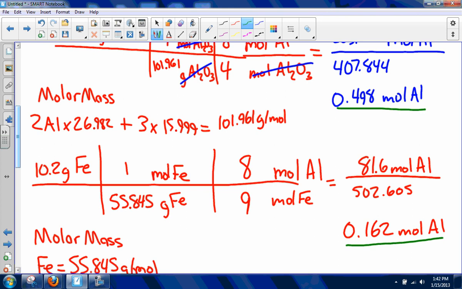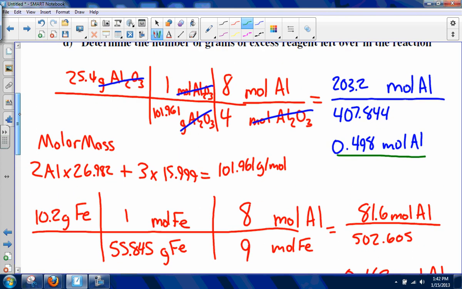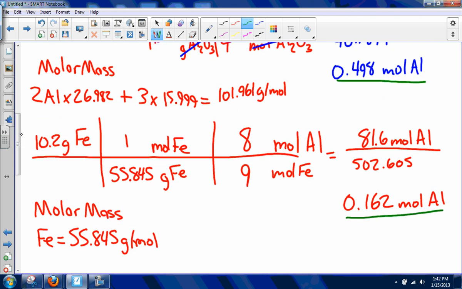That means I used up all of my iron to get to 0.162 moles of aluminum. I could not use all 25.4 grams of aluminum oxide to get to 0.498 moles of aluminum. That means my limiting reagent, the one that I ran out of, is Fe. So the answer for A is going to be Fe, iron. The answer for B, how many moles of aluminum can you make, is 0.162 moles of aluminum.